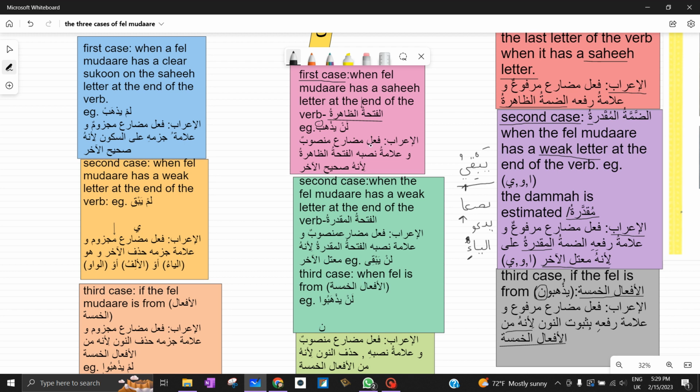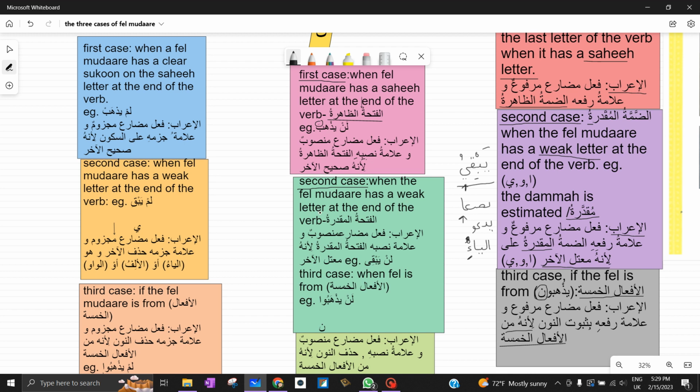So the i'rab will be fail mudare mansoob. The only difference will be mansoob wa alamatu. The sentence is the same. You just need to change the name of the position. Wa alamatu nasbihi al-fathatu az-zahira. It is visible now. The fatha is visible now. And why is it visible? You have to give your reasons. Li'annahu, because. Li'anna means because. Li'annahu sahih al-akhir.